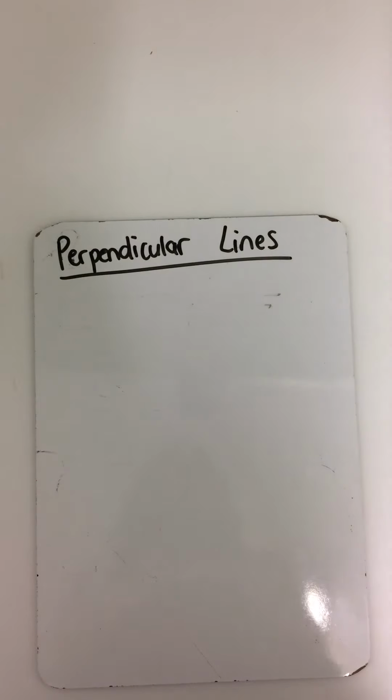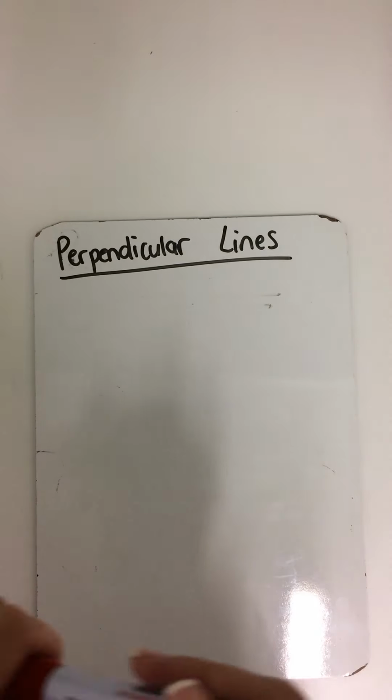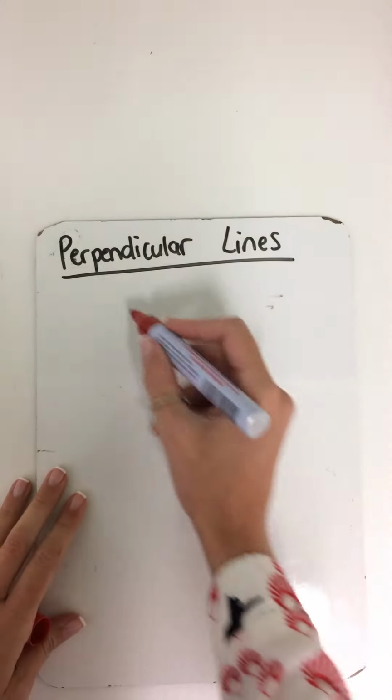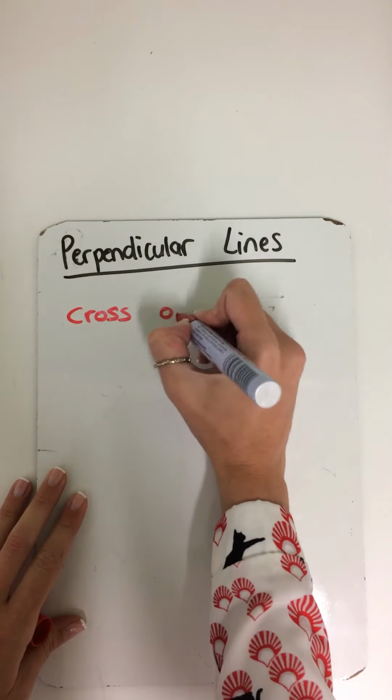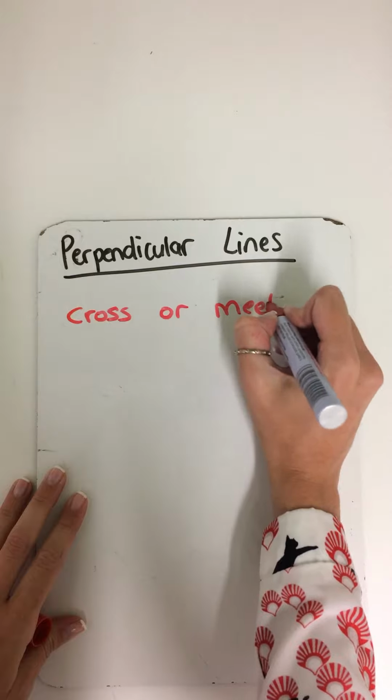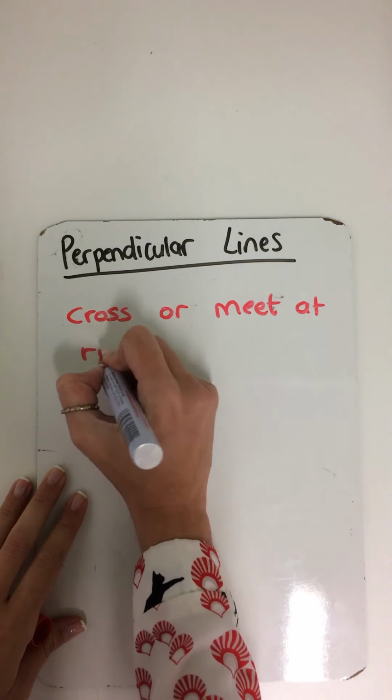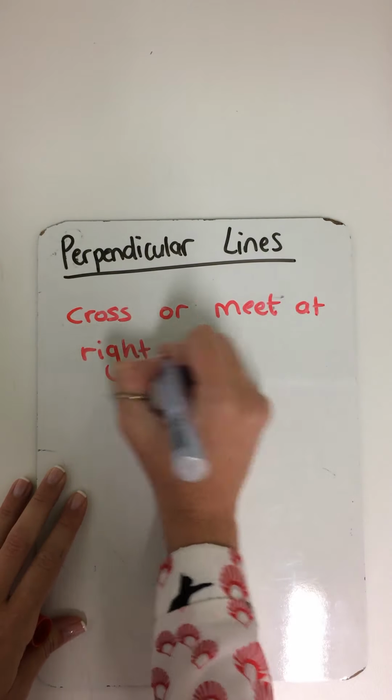We are now going to learn how to draw a perpendicular line. But before we begin with that, we need to understand what exactly a perpendicular line is. Perpendicular lines are lines that cross or meet at right angles.